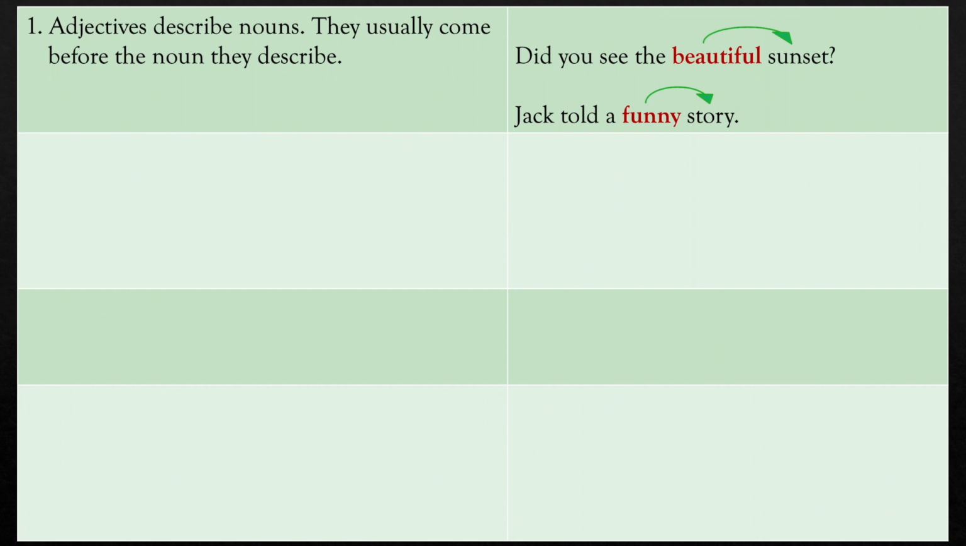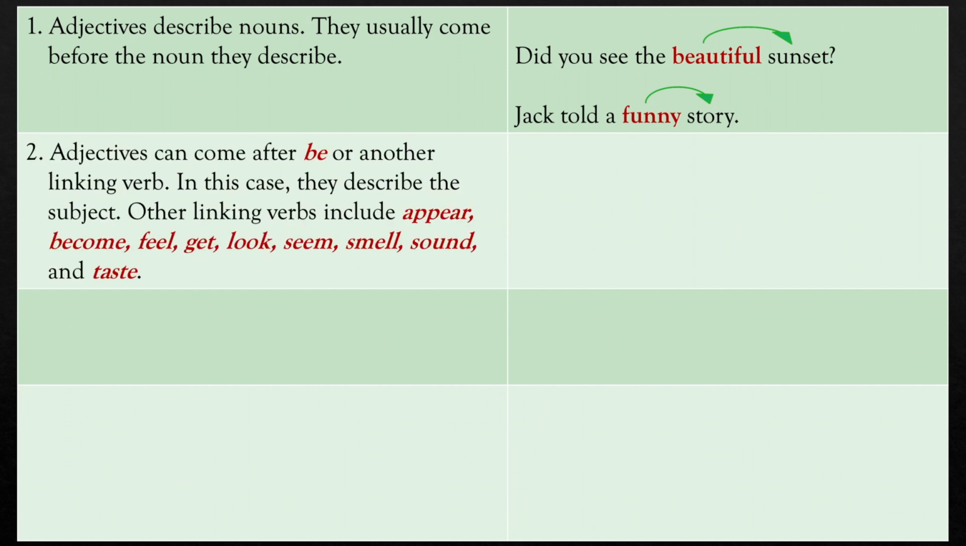Okay, rule number 2. Adjectives can come after the be verb or another linking verb to tell something about the subject of the sentence. Other linking verbs include appear, become, feel, get, look, seem, smell, sound, and taste.